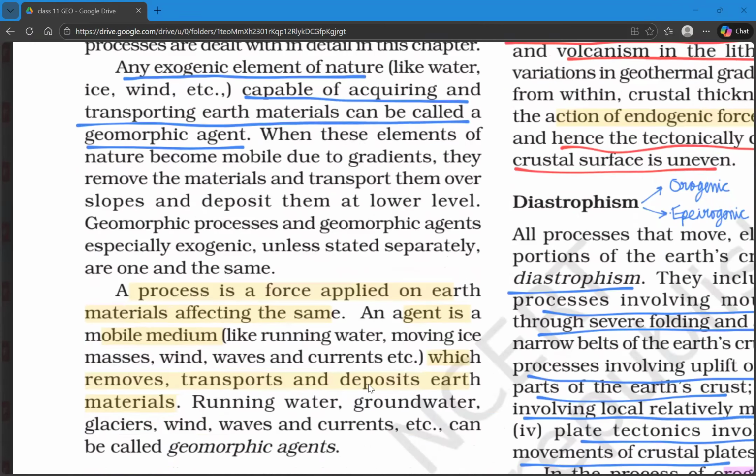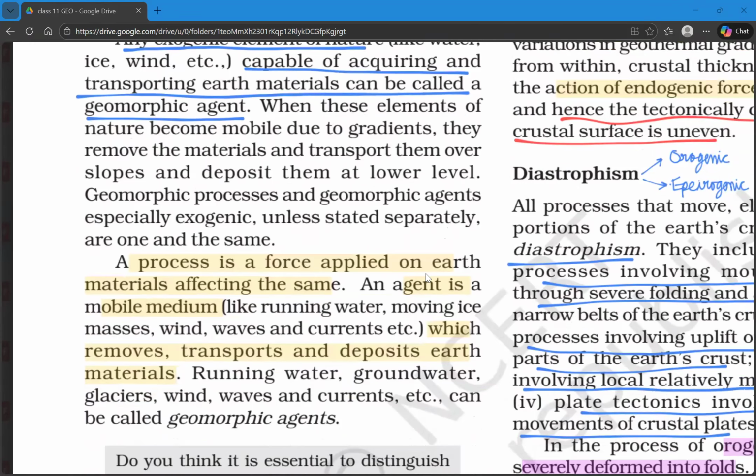A process is a force applied on earth materials, affecting the same. So what is a process? A process means a force which is applied on a surface material or earth material. And what does it affect? It affects the same earth material.